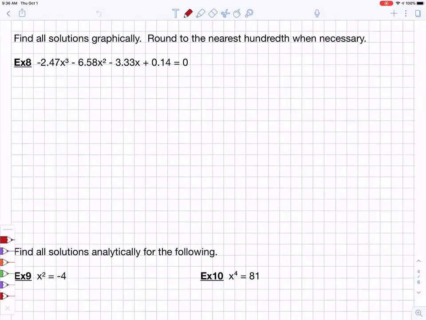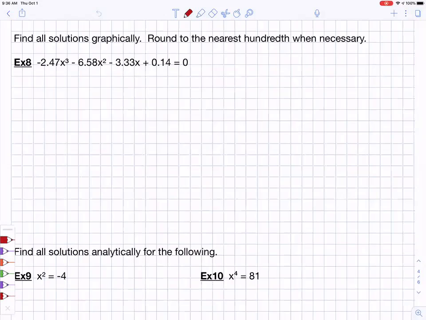Okay, so number 8, find all solutions graphically. So this is one of those times I don't want you showing your work on this. I don't want you solving by hand. In fact, if I give you a question like this, I probably made it ugly enough that it's going to be very challenging to show your work by hand. And so let's go ahead and grab our calculators. Go to your y equals.